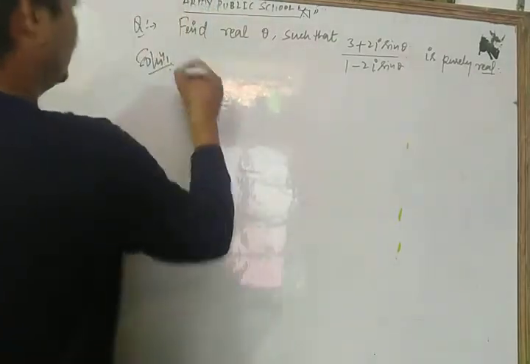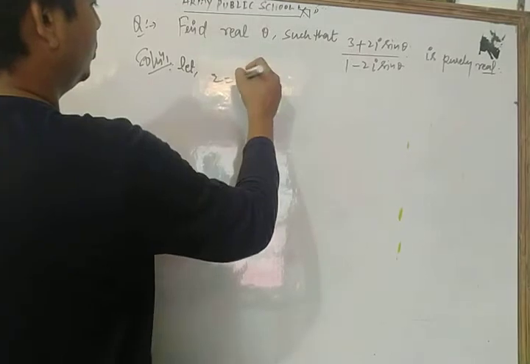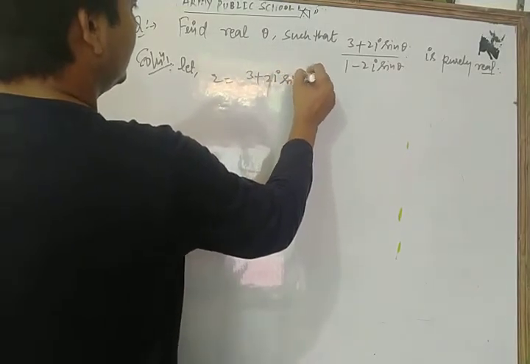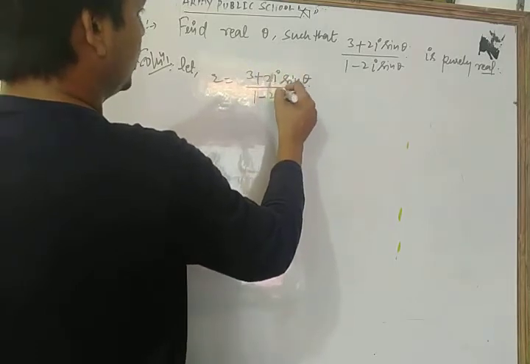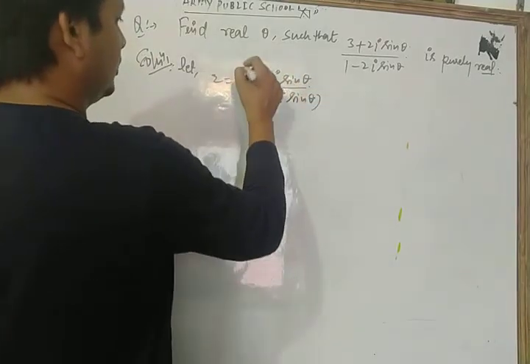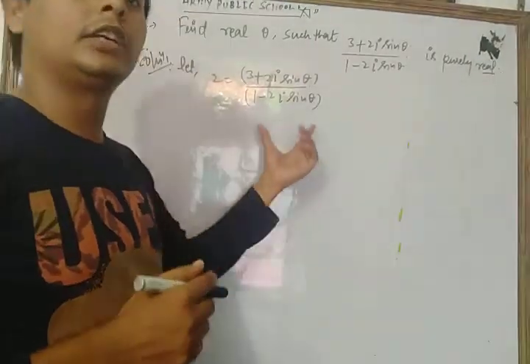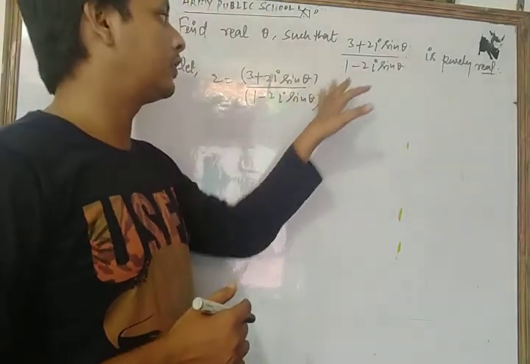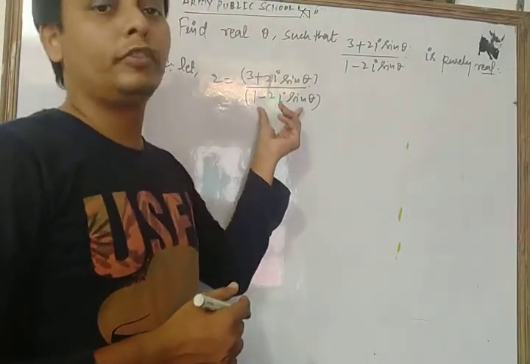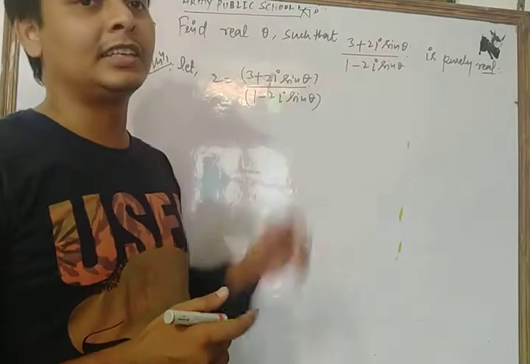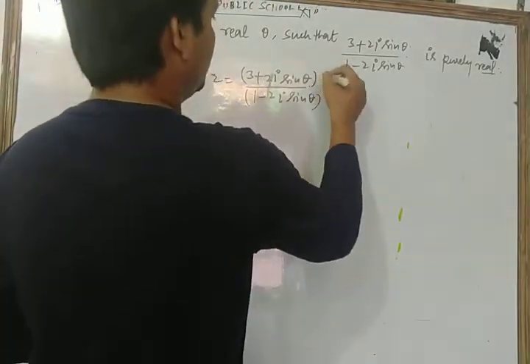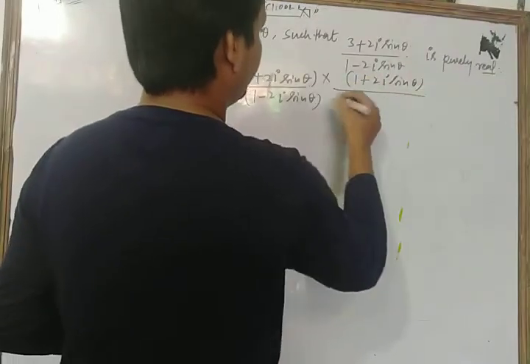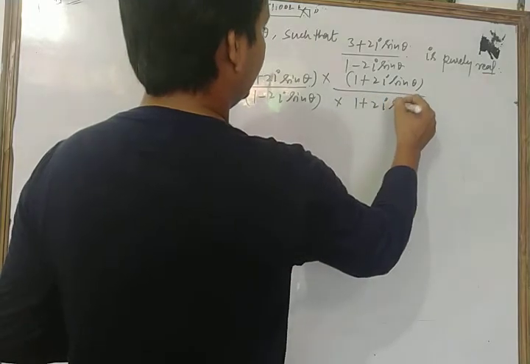Now let's see. Let z = (3 + 2i sin theta) upon (1 − 2i sin theta). We convert the given complex number into its standard form. First we rationalize: we multiply both the numerator and denominator by the conjugate of its denominator, that is 1 + 2i sin theta.